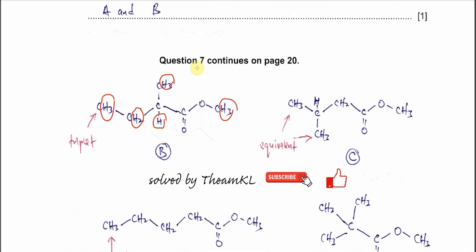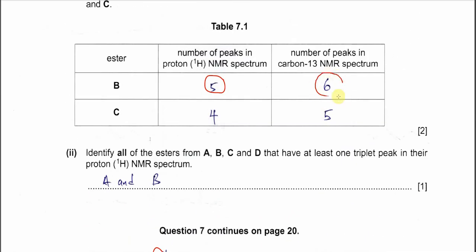About carbon. For B, now let's look at the carbon. Carbon is here, 1, 2, 3, 4, 5, 6. These carbons also have different chemical environments. That's why it will produce 6 peaks or 6 signals, as shown in this table.